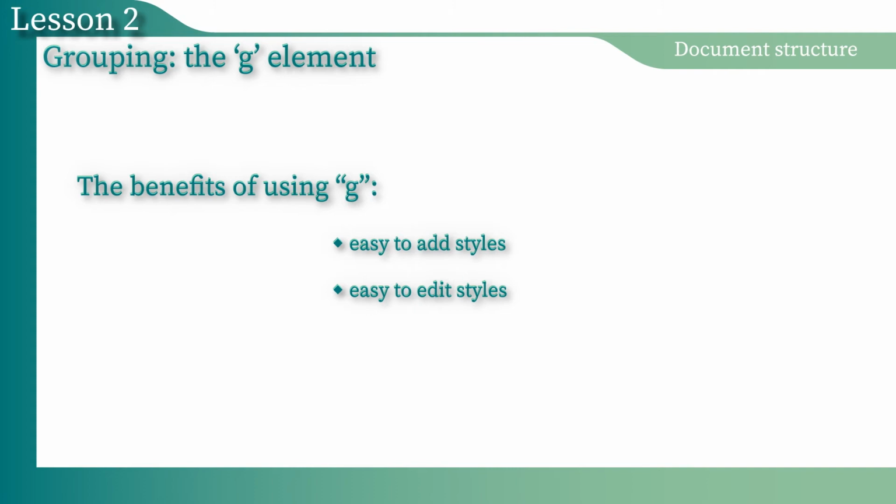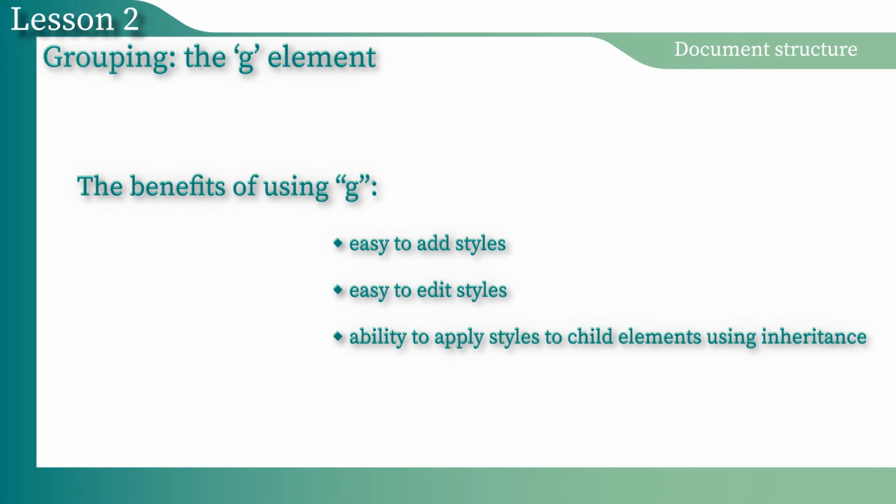But there is more. We can use inheritance to apply the CSS rules to the descendant elements by using a container. And that means that the styles that are applied to the G element do not affect the G element itself, because the G element is not a graphics element, but they affect its children.